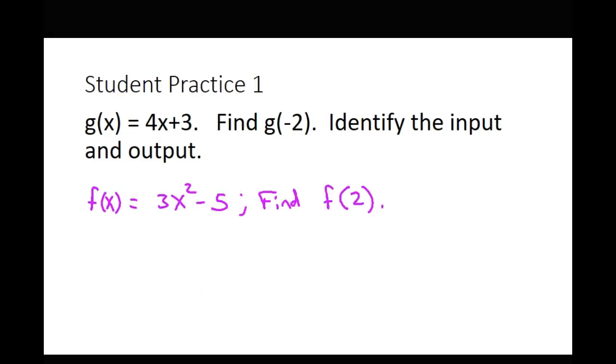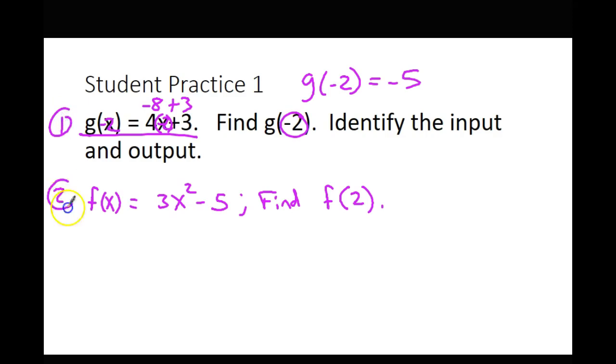Your turn. Go. What'd you get for g of negative 2? Negative 5. -5 is right. So what we do is we take our g function and we plug -2 in for the x. 4 times -2 is -8, and -8 plus 3 is -5. All right, now we'll take a look at the second one here. Natalie, what did you get for the second one that I invented halfway through the problem?